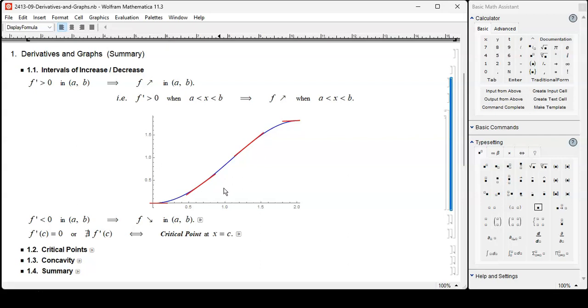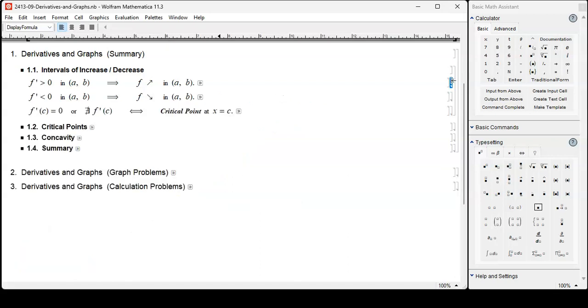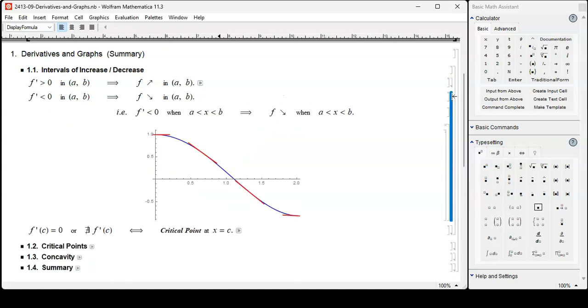And here's a visualization for the former. Please note that the derivative, or the slope of the tangent line, is positive. And here is an illustration for the latter. Here, please note that the slope of the tangent line, the derivatives, those are all negative.